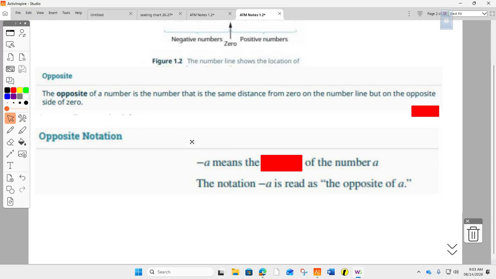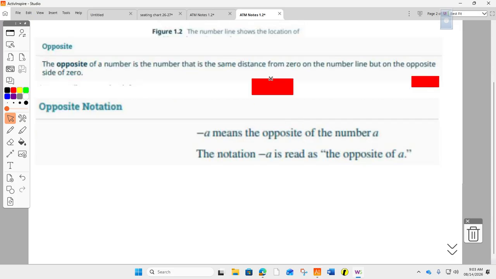So negative a really means the opposite of the number a. Most of my students read that as negative a. But a might be negative 4, right? And so that's the opposite of negative 4. That expression would actually be a positive 4 at that point. So the notation negative a is read as the opposite of a.